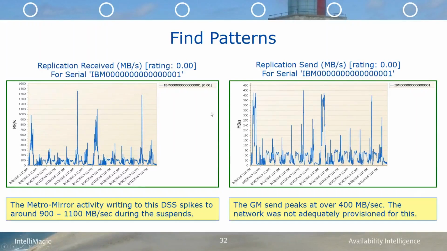Then we look at the send. In other words, how much data is this box sending to its global mirror secondary at a remote location? And we only see that throughput up in the 400 megabyte per second range. So there's definitely an imbalance here, and that's explaining why things are getting so far out of sync. You're putting a lot more data into this box than you're able to send out of the box.